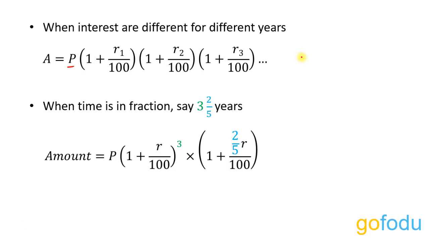Now if time given to us is in mixed fraction, then to calculate the amount, let's say time is 3 2 by 5, this 3 will come as it is and this 2 by 5 will get multiplied to the rate. Okay, this is how we will calculate the amount when time is in mixed fraction. So these were a few applications and a few cases of compound interest.